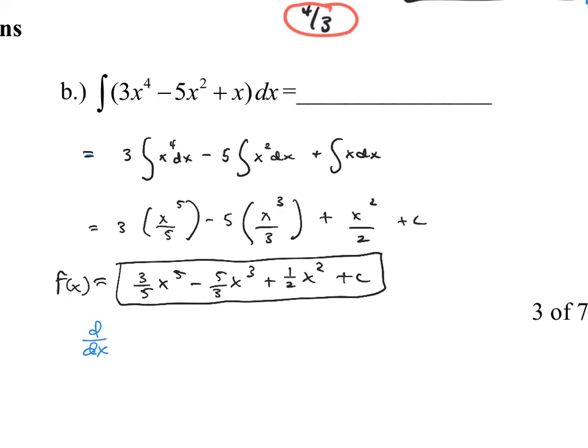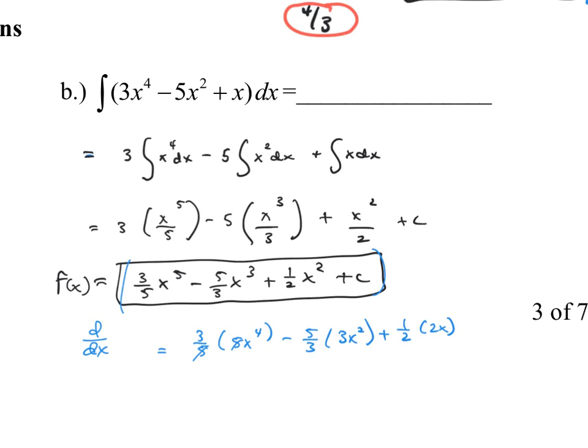Well, let's find the derivative of that. If I take the derivative of that entire thing, what would I have? Well, I'd have 3/5 times the derivative of x to the 5th, which is 5x to the 4th. Minus 5/3 times, well, the derivative of x cubed is 3x squared. Plus 1/2 times, well, the derivative of x squared is 2x. And the derivative of a constant is 0.